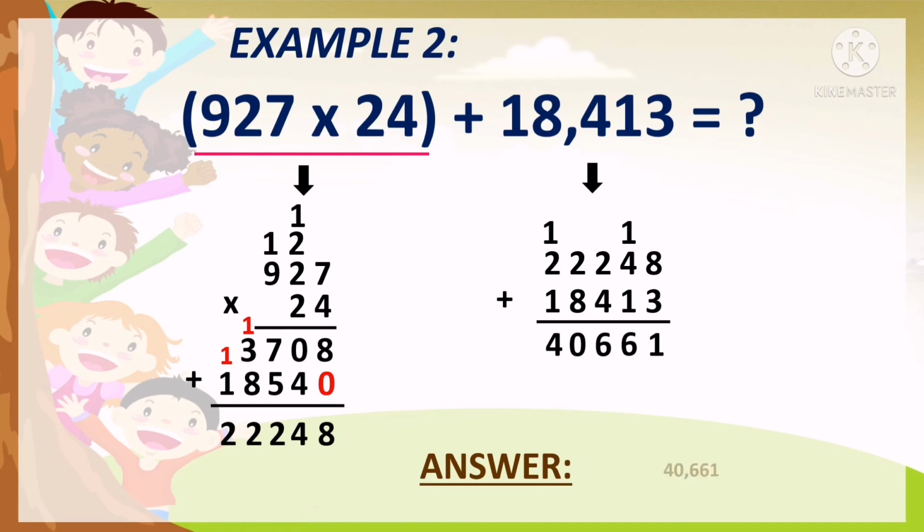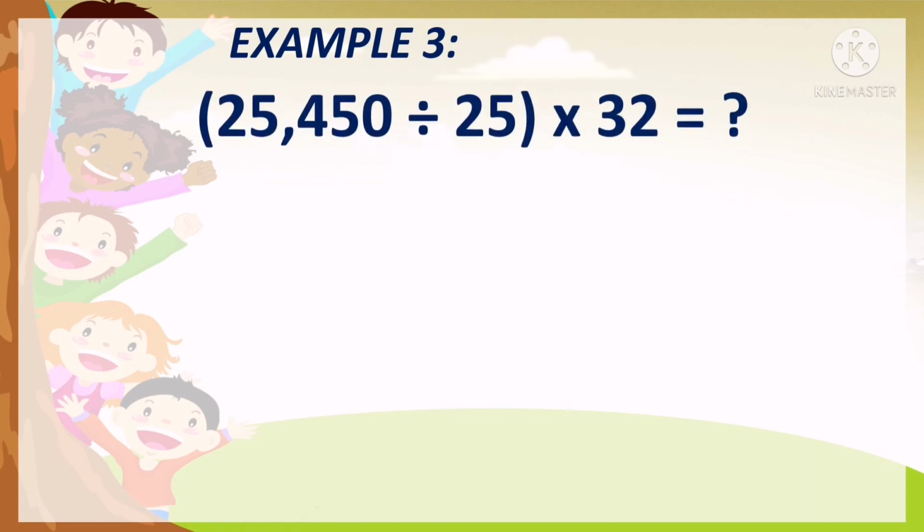So finally, when we do 927 times 24 inside the parentheses plus 18,413, we get a final answer of 40,661. Now let me give you example number 3. Open parentheses, 25,450 divided by 25, close parentheses, times 32 equals blank.